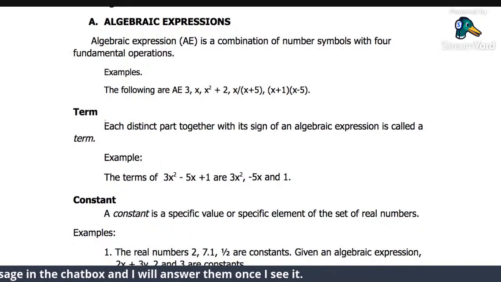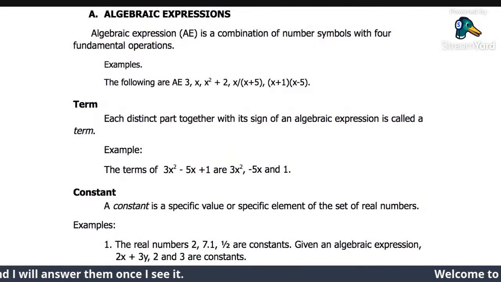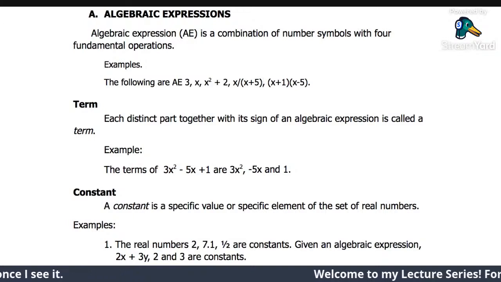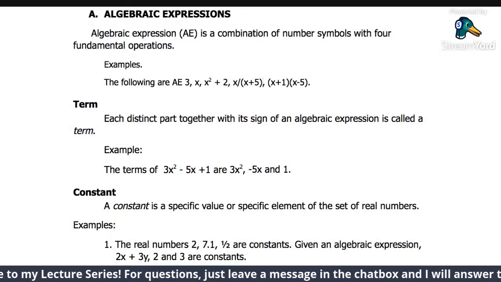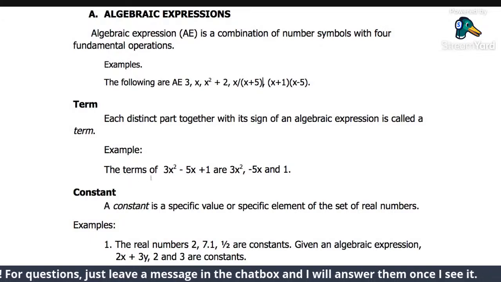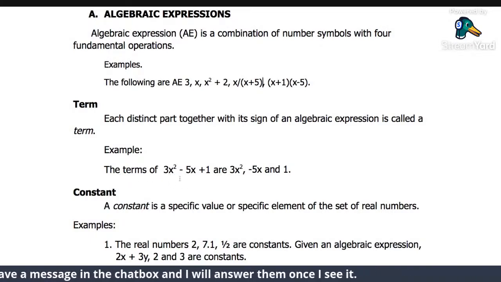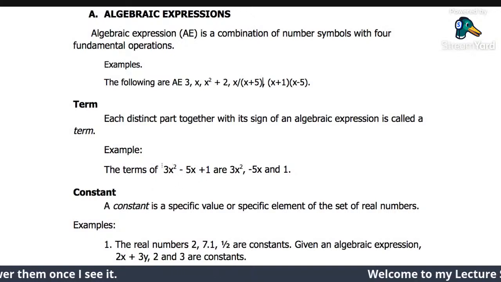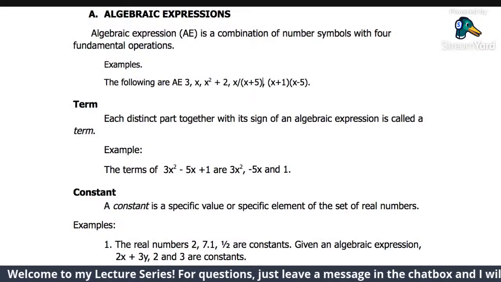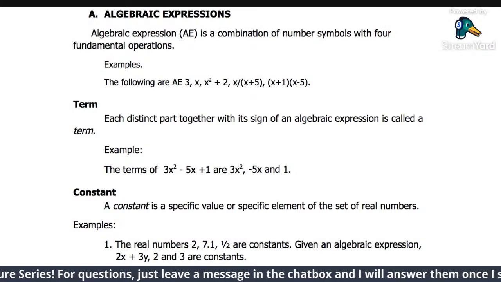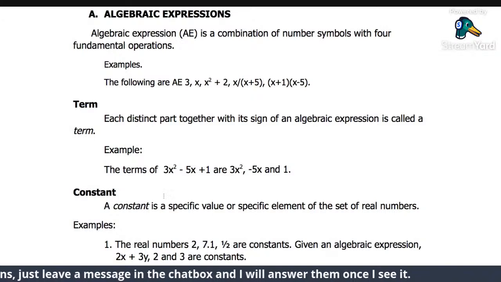Now, we also have term. Okay, an algebraic expression has a term or terms. So each distinct part together with its sign of an algebraic expression is called a term. So for example, we have an algebraic expression 3x squared minus 5x plus 1. Here, 3x squared, negative 5x, and positive 1 are terms. Okay, so we have, in this case, 3 terms in the algebraic expression 3x squared minus 5x plus 1.